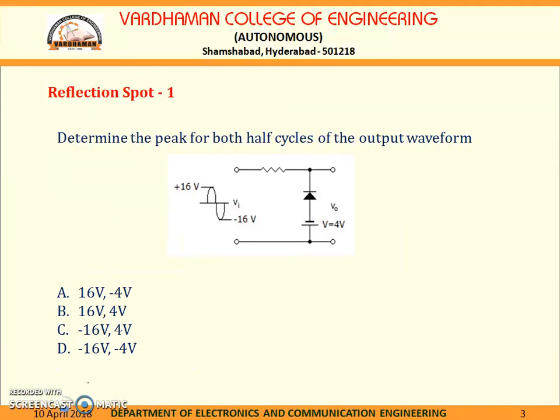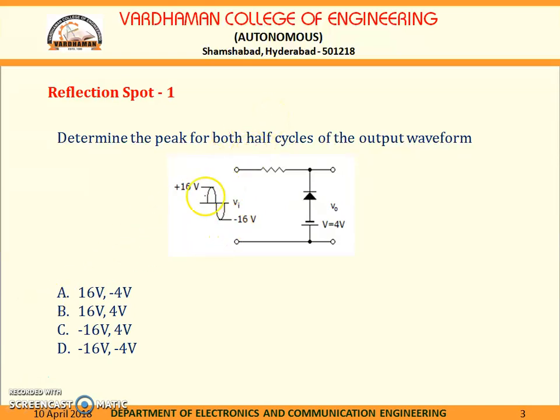Now let us go to the questions, part one. Determine the peak values of both half cycles of the output waveform. The options are 16 volts and minus 4 volts; 16 volts and 4 volts; minus 16 volts and 4 volts; minus 16 volts and minus 4 volts. So now let us see.